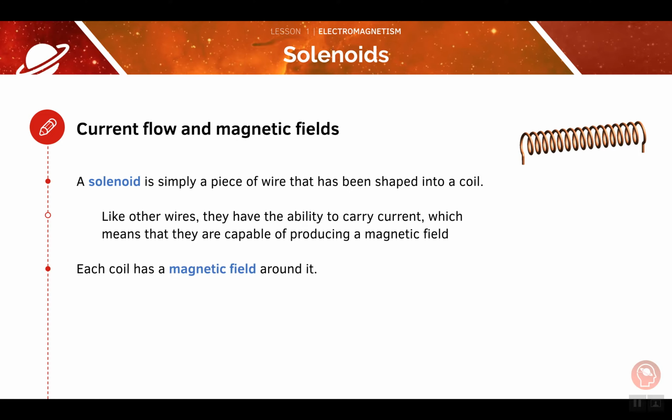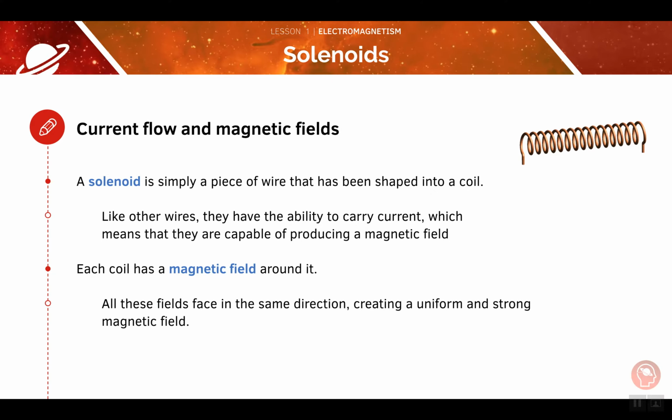Since the wire has been shaped into a coil, each individual loop will have a magnetic field around it. All of these magnetic fields will be parallel to the solenoid's axis and all face in the same direction. This leads to an overall magnetic field that is both uniform and strong.